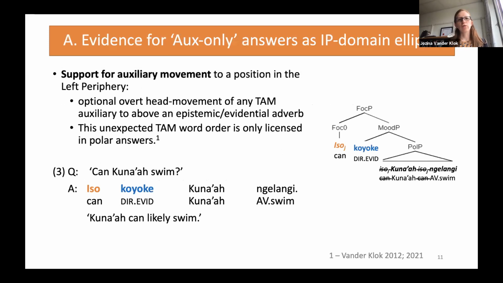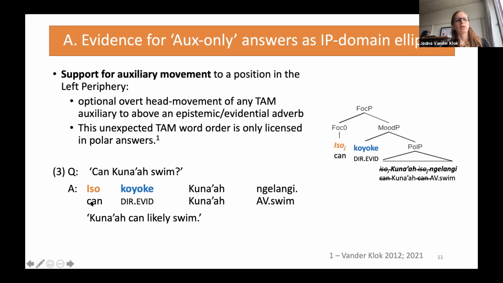Okay, so the first piece of evidence that auxiliary only answers are derived as IP domain ellipsis comes from overt auxiliary movement to a position in the left periphery from full clauses. This is illustrated in 3. So the same question as before, can Kuna'a swim, of course in Javanese, and the answer, iso koyo e kuna'a ngangi.